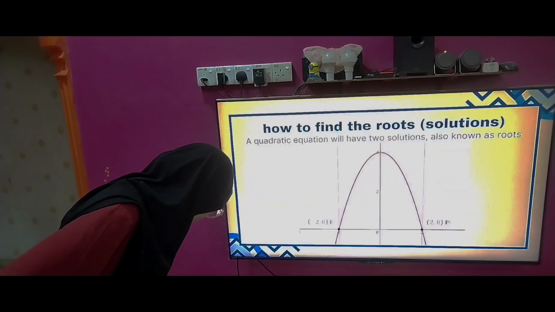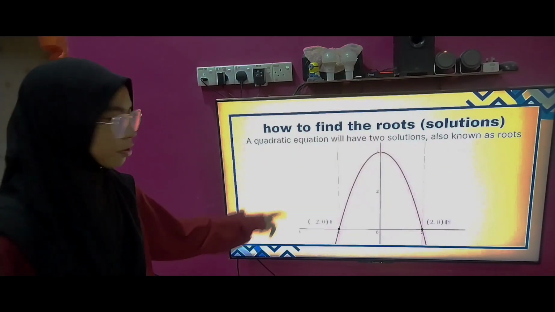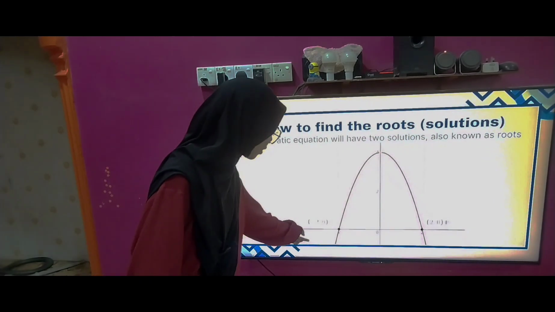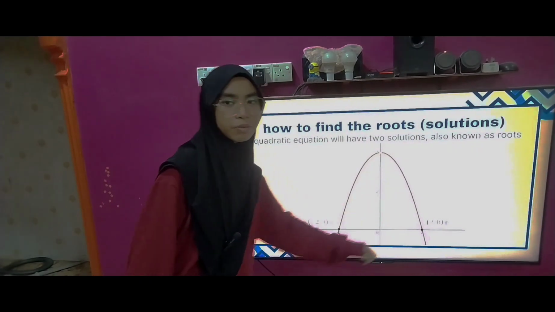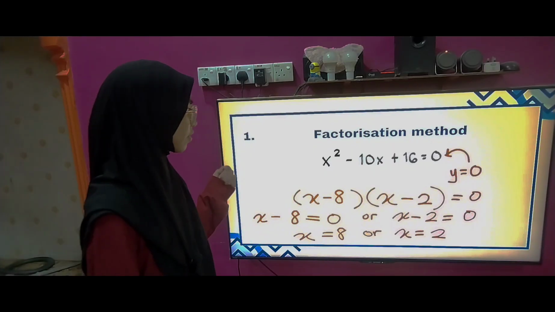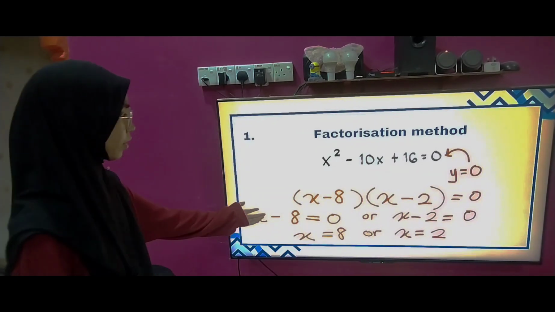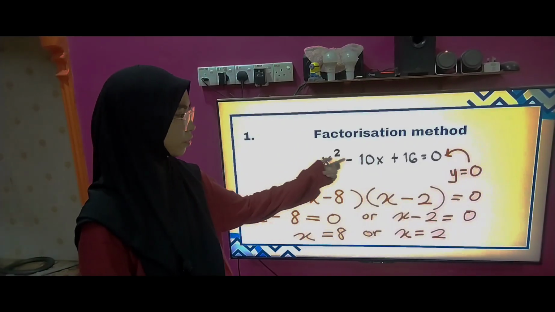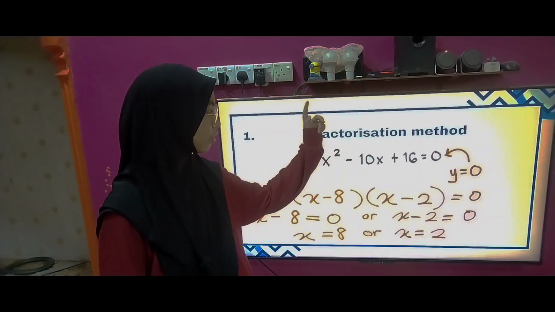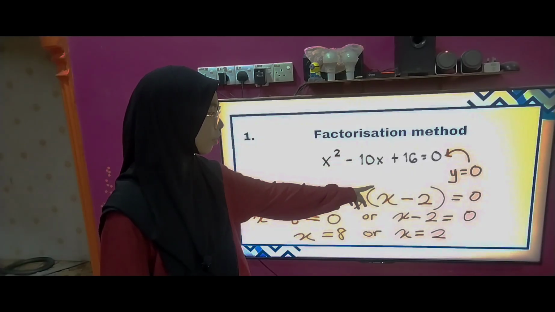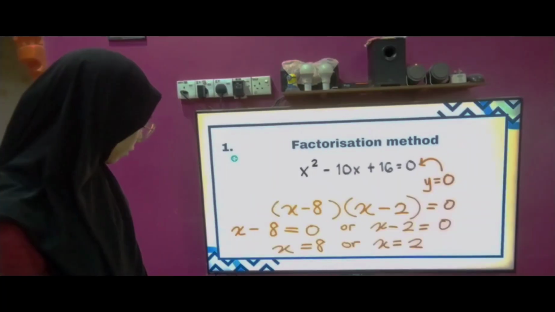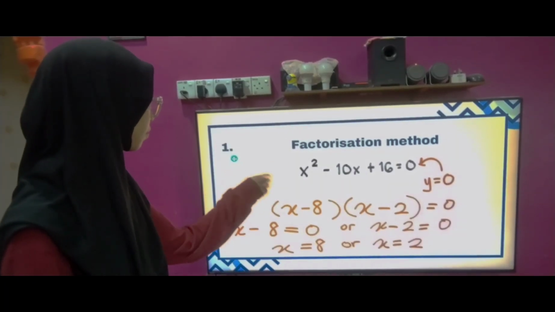Go back, please go back. Okay, as you can see, the reason why your y needs to be 0 is so that we can find the value of these 2 roots. Okay, so we'll get to the factorization methods. As you can see, this equation x squared minus 10x plus 16 equal to 0, which the value is initially y, but we'll put the y to be 0. Why does the y need to be 0? That's a great question. So can we go back to the slide beforehand?